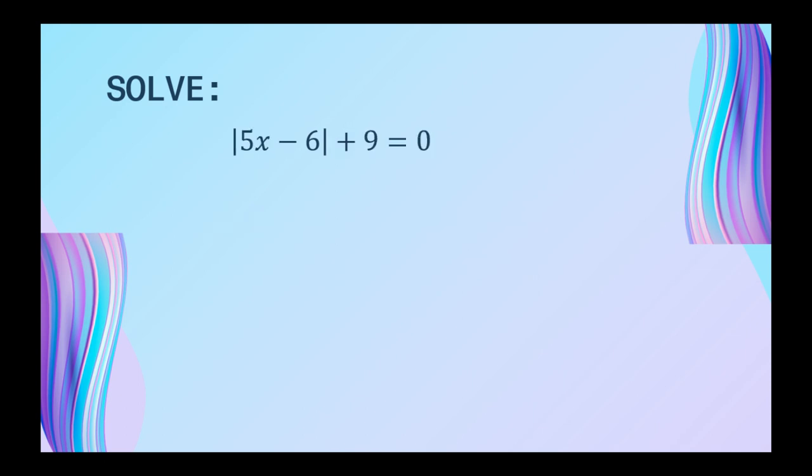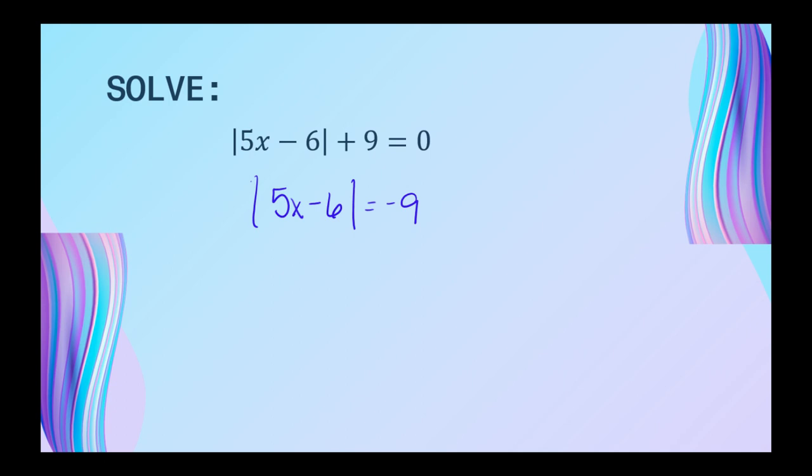All right, so we're going to get a little more complicated here. What happens with this 9? I have a 9 outside. So before we can set up our two equations, we want to get the absolute value by itself. So I'm going to subtract 9 to the other side. So now I have the absolute value of 5x minus 6 is equal to -9.